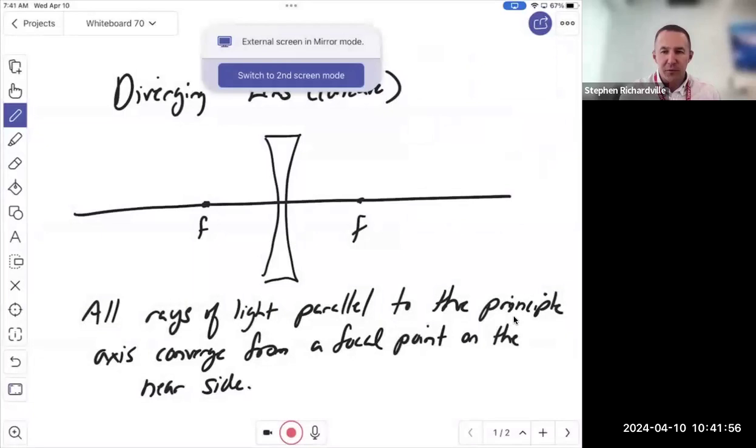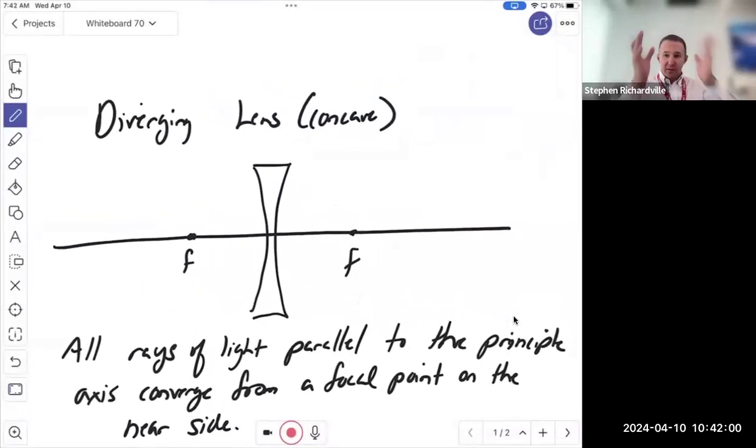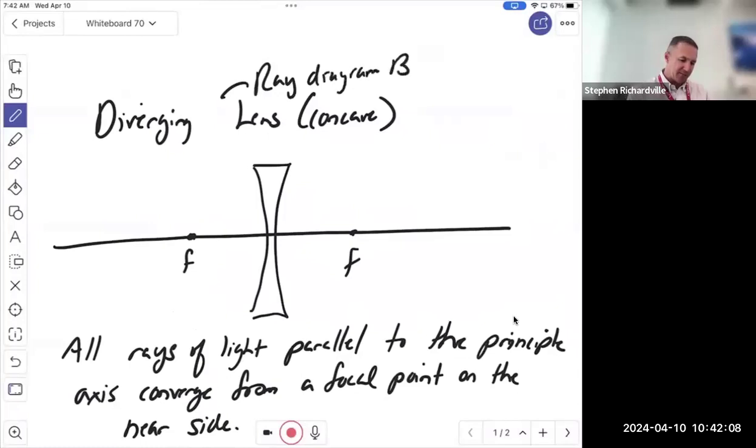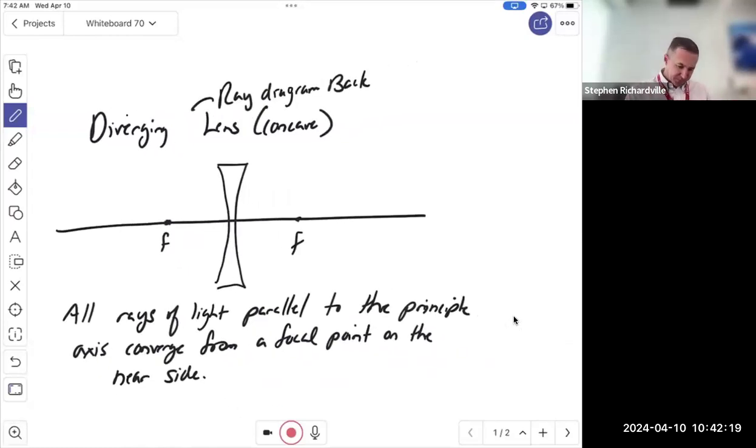Hey all, welcome to diverging lenses, concave lenses, ones that bow inward. This will help you with your ray diagram back worksheet. Okay, so what does the diverging lens do? It makes the light spread out.